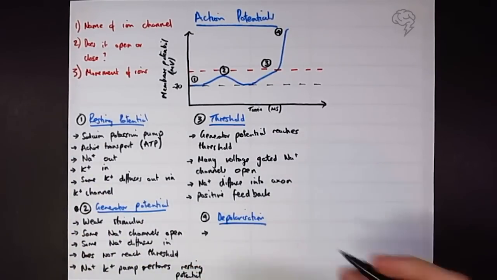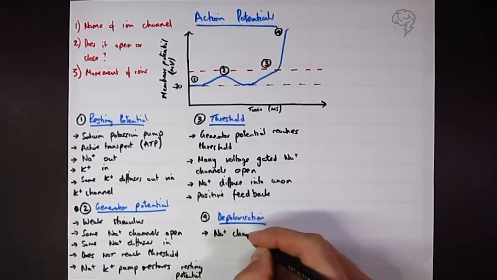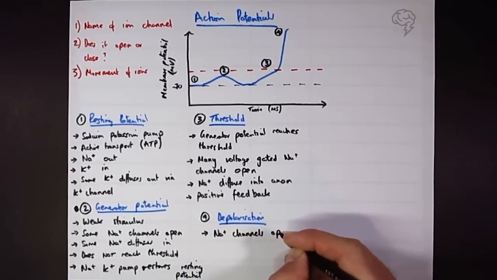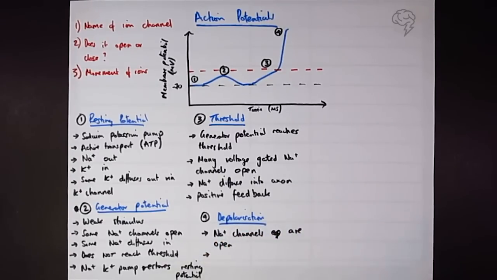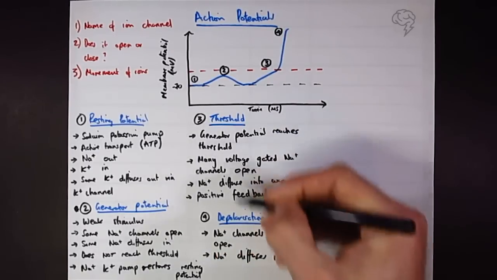You can say sodium ion channels are open. And we can say that sodium is diffusing in. That's why the membrane potential is changing. This is a bit of a combination here.